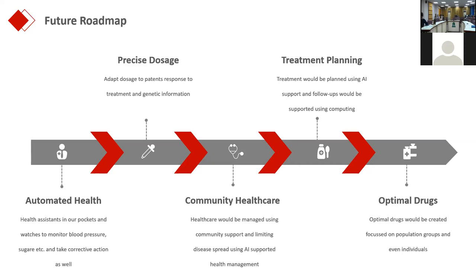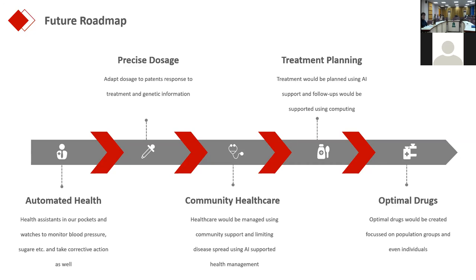So these things are going to become common. Precise dosage will become common. Rather than a doctor giving you multiple milligrams of antibiotics that harm other parts of your body, these things are going to become more precise, with exact dosage based on genetic information.